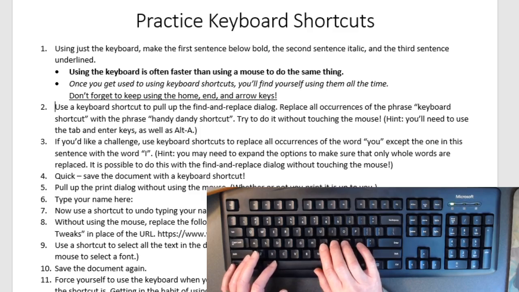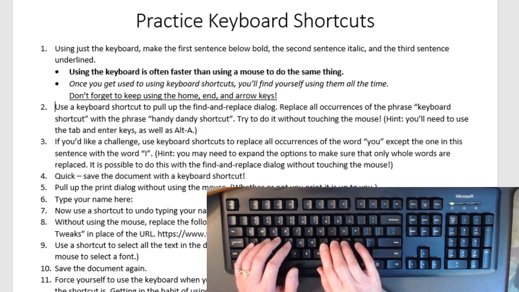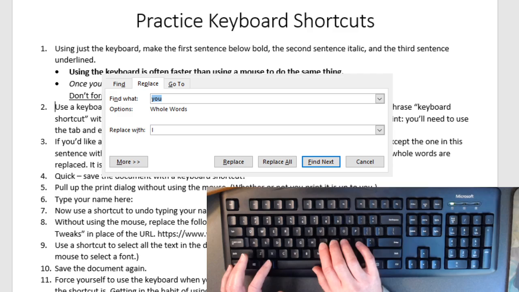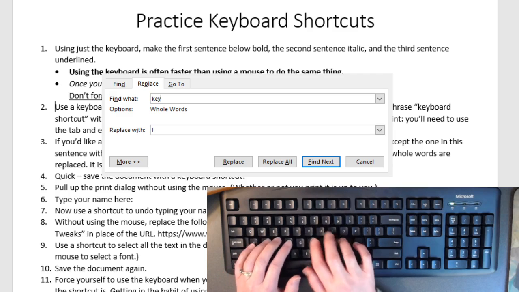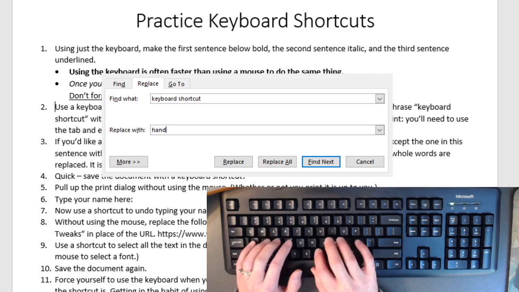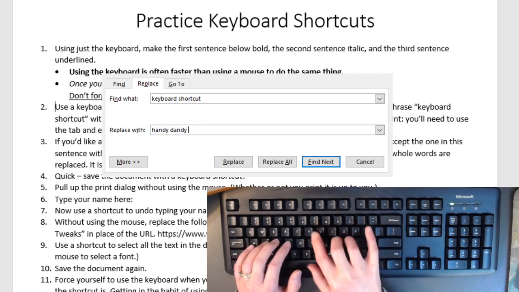All right, number two here says, use a keyboard shortcut to pull up the find and replace dialog. Replace all occurrences of the phrase keyboard shortcut with the phrase handy dandy shortcut. Try to do it without touching the mouse. All right, so we want to do Control H to pull up that find and replace dialog. What do we want to find? Keyboard shortcut, and replace it with handy dandy shortcut.